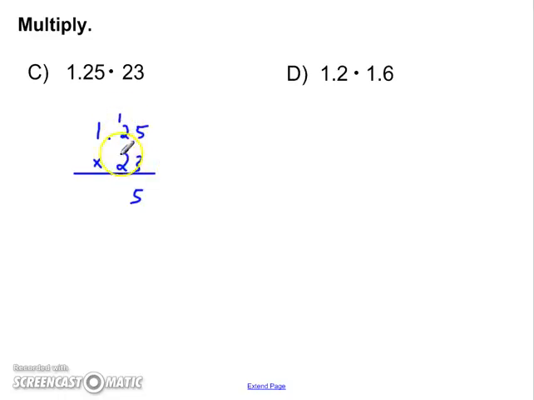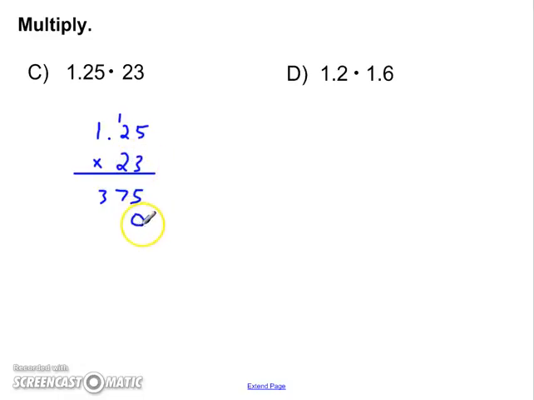3 times 2 is 6, plus 1 is 7. 3 times 1 is 3. Placeholder. And the reason we actually are putting this placeholder in is the second time around, we're not actually multiplying by 2. We're multiplying by 20.